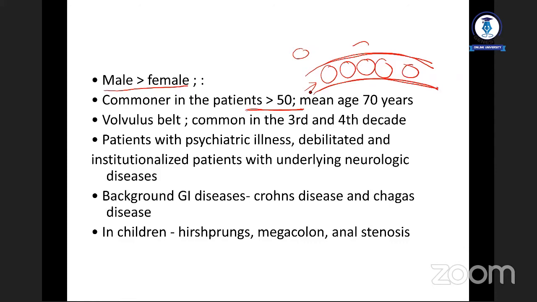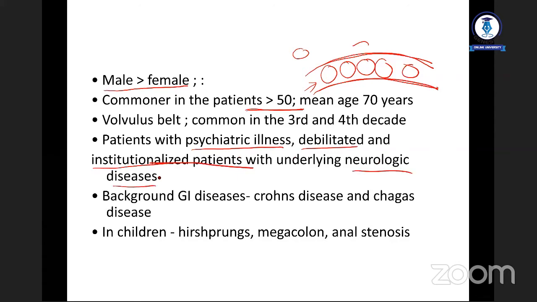Common in third and fourth, these are not very important. Psychiatric illness, yes, common in case of psychiatric illness who are not very well taken care of. So that's quite common in case of psychiatric patients. You'll see a lot of those in psychiatric institutions. Debilitated, institutionalized patients, underlying neurologic disease.